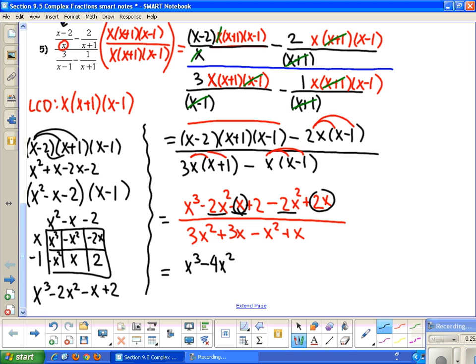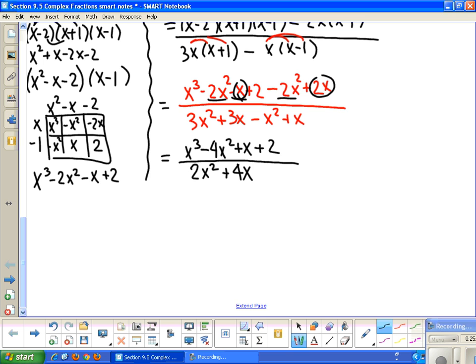negative x and positive 2x, which is going to give me positive x, and then plus 2 over, and then in my denominator I have 3x squared minus x squared, which would give me 2x squared, and then I got 3x plus x, which would be plus 4x. So I'm not done because I want to see if I can factor this all to simplify anything now that I've combined everything into one fraction. Most of the time you can't, but sometimes we can.